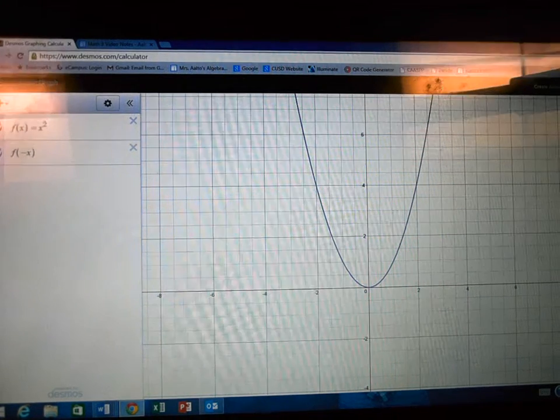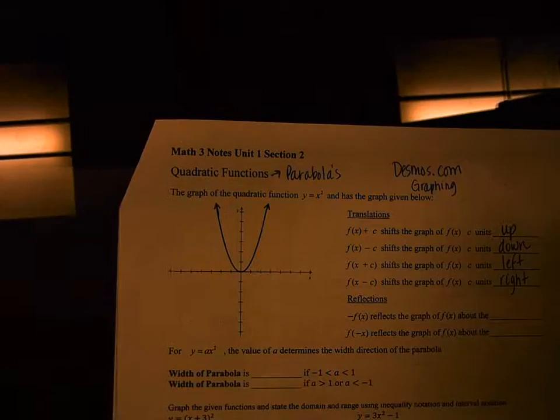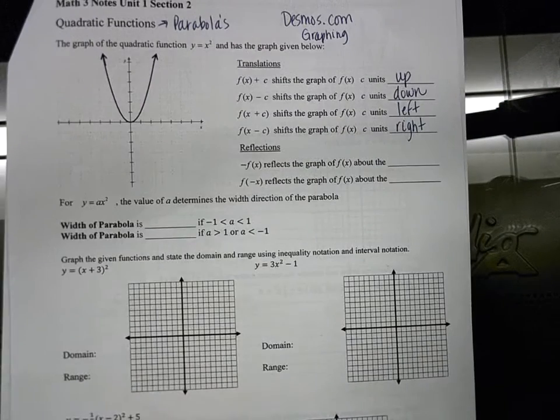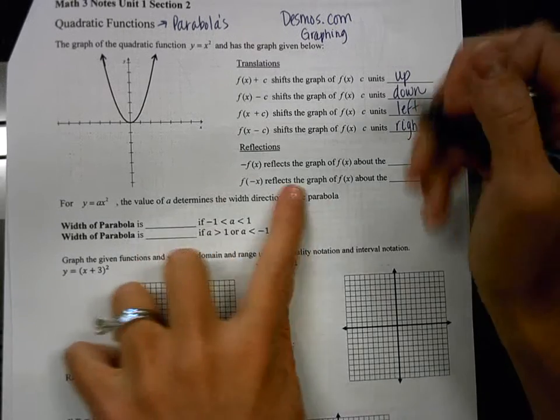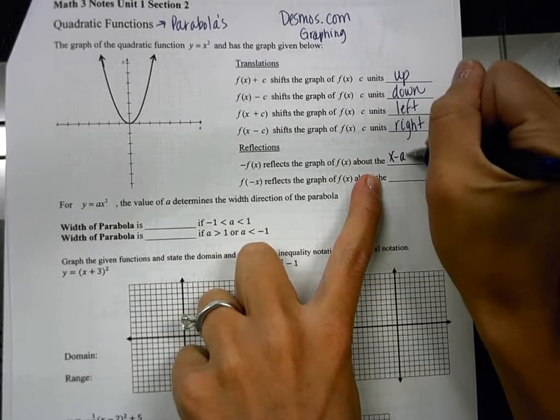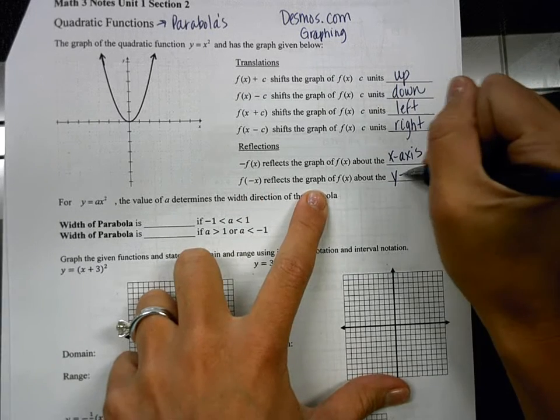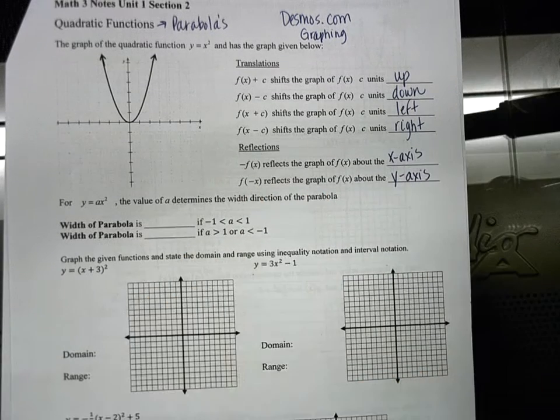So far, does this make sense what we're doing? Yeah? Okay. So again, we just talked about how with reflections, when you have a negative out here, it reflects about the x-axis, and a negative on the inside reflects about the y-axis.